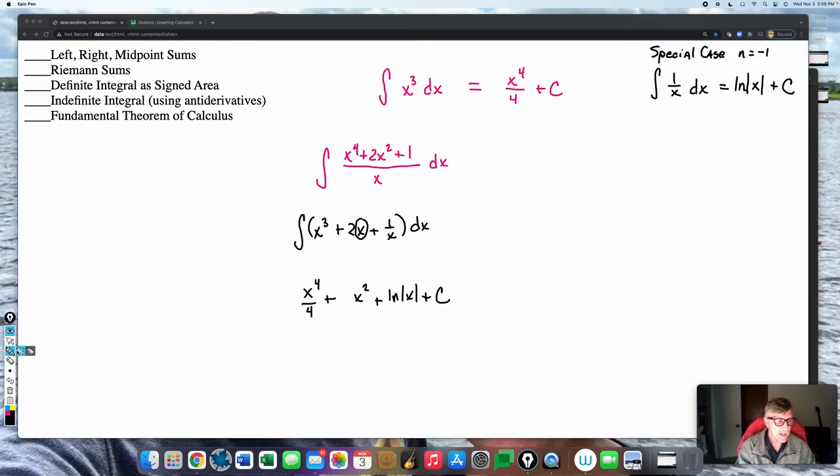Now you can check your answer by finding the derivative of it, right? So if the derivative of your answer is not what's behind the integral sign, then you messed it up. Okay.